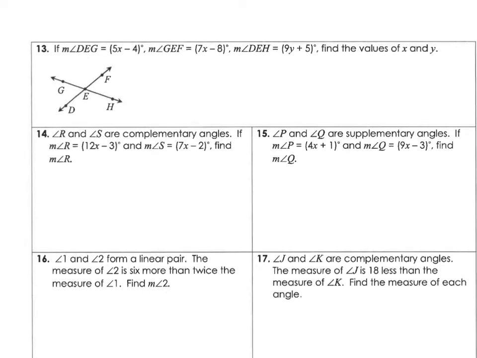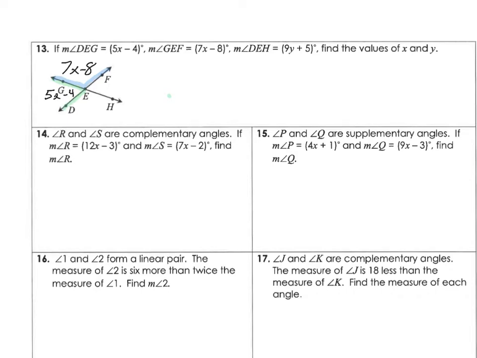So firing it up, it says DEG, right? So we have DEG and GEF. So it says DEG is 5x minus 4, and GEF is 7x minus 8. Everybody with me so far?